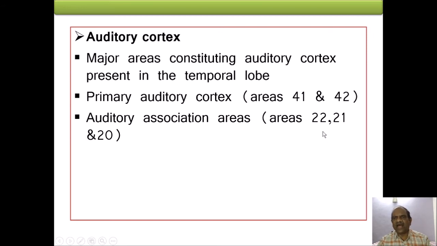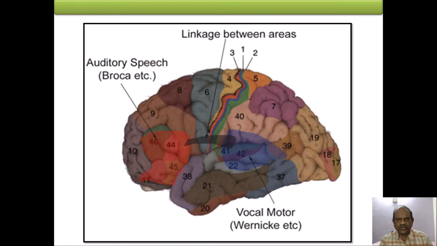What are these areas? Certain numbers are allotted to the different areas of the brain, and that is what we call Brodmann's number or Brodmann's classification of the brain. It shows here the temporal lobe, and here the area 41, 42, 22, and 21.